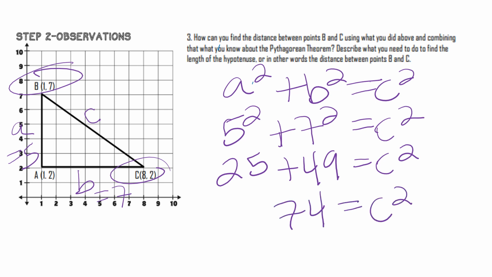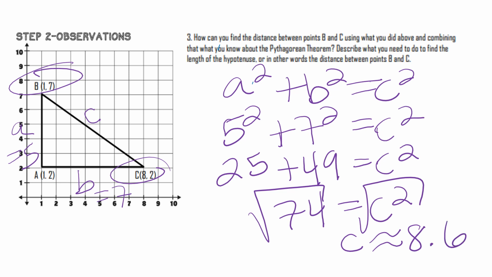Now remember, I don't want C squared. If you write down C squared and you stop there, if you look back at the image in step 1, you're giving me the whole square. I don't want the whole square. I just want the length of one of the sides, because that'll give me the length of the hypotenuse. So what I need here is a square root. So I know C is approximately 8.6, okay? So I know that much.